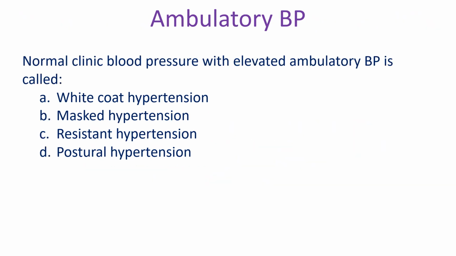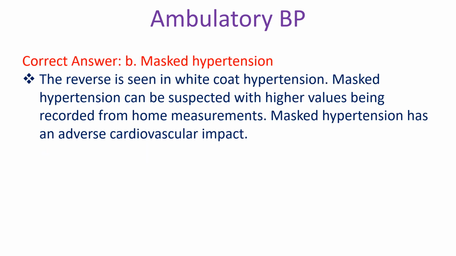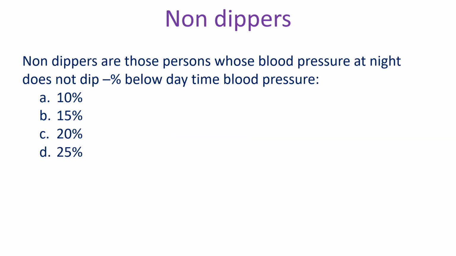Normal clinic blood pressure with elevated ambulatory BP is called: A. White coat hypertension, B. Masked hypertension, C. Resistant hypertension, D. Postural hypertension. Correct answer B. Masked hypertension. The reverse is seen in white coat hypertension. Masked hypertension can be suspected with higher values being recorded from home measurements. Masked hypertension has an adverse cardiovascular impact.